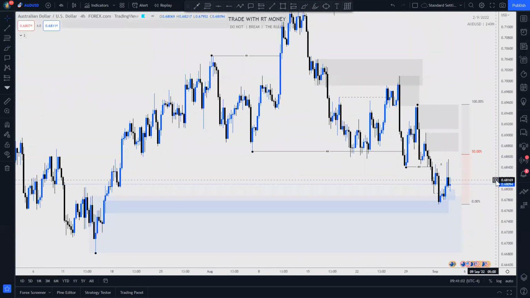Just make sure you're taking safe trades. When price reaches these 4-hour POIs, whether it goes through this one and then stops at this one, or whether it stops at this one, you go to the 15-minute and you look for your confirmations for a short entry.